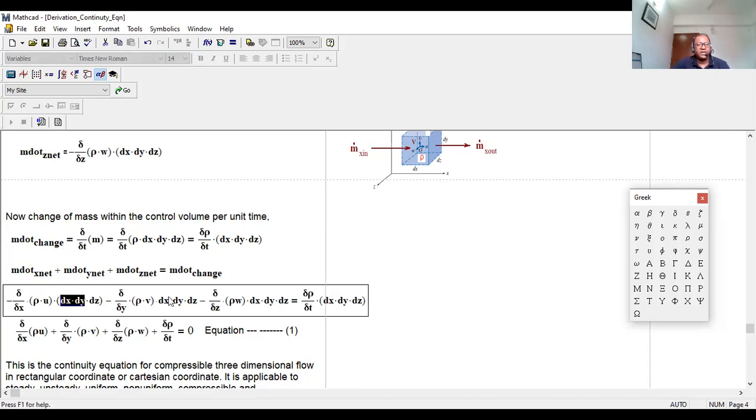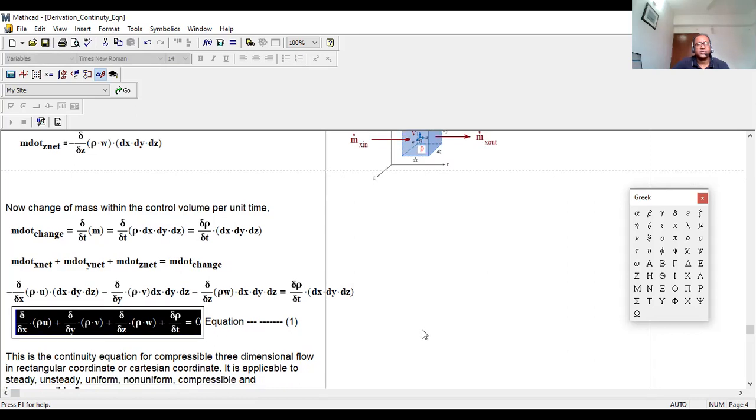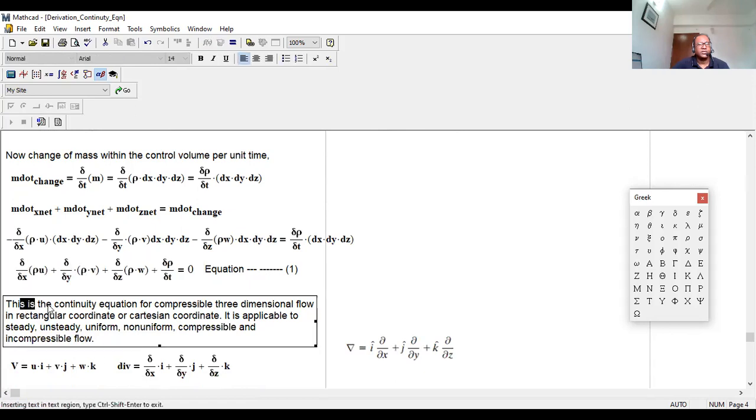Now you see dV is everywhere, I can take it out. So finally you are getting this equation: del by del x of rho u, plus del by del y of rho v, plus del by del z of rho w, plus del rho by del t equals zero. This equation is called the continuity equation for compressible, three-dimensional flow in rectangular coordinates. And similarly, you can figure out for cylindrical coordinates or spherical coordinates.